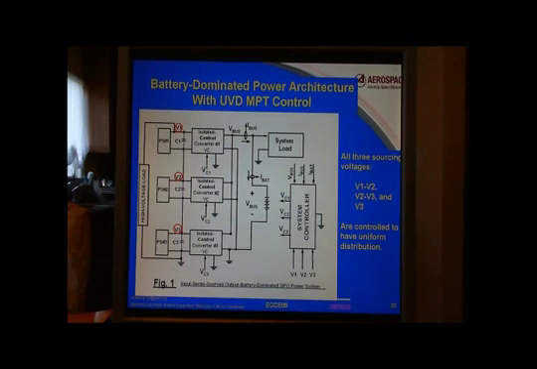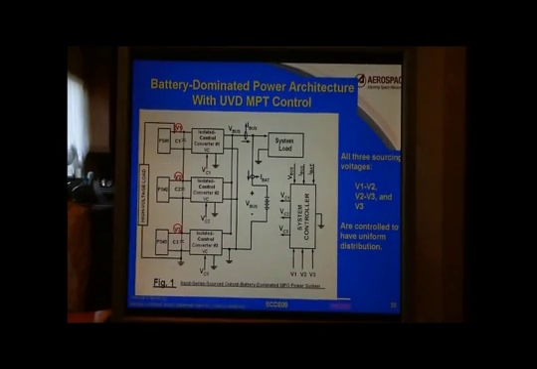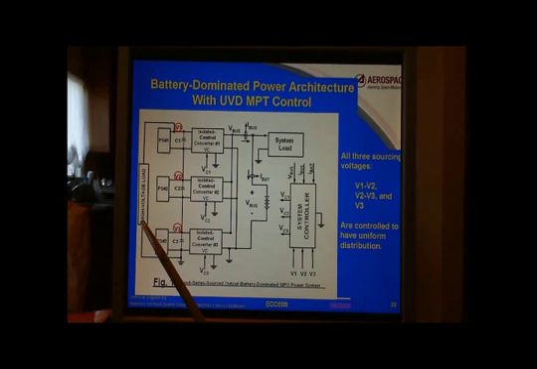This slide shows the block diagram of a battery dominant power architecture with uniform voltage distribution maximum power tracking control. In this architecture, power source number 1, number 2 and number 3 are connected in series, and their total serial voltage V1 with respect to ground becomes a common sourcing voltage to the high voltage load.